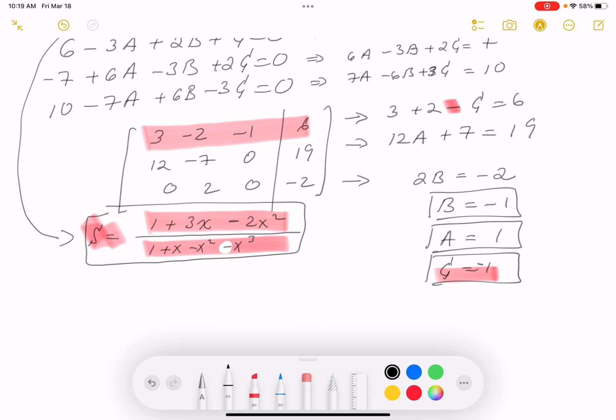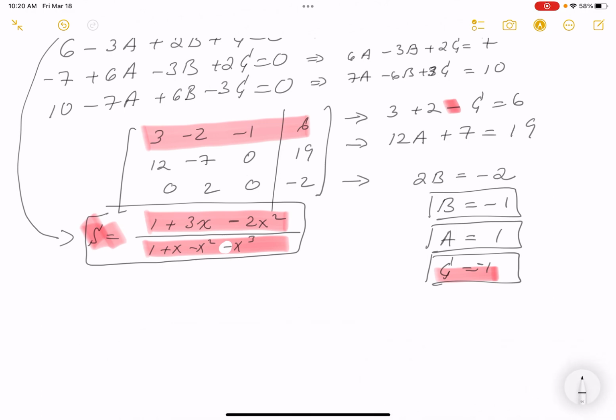Well, the next milestone would be to break this into partial fractions. Now, granted, I want to point out, it's a long problem. There's no doubt about it. So partial fractions, we've done this many times before, right? 1 plus 3x minus 2x squared. And what do you get on the bottom? Well, I'm going to factor that, and that's going to be, let's see, 1 plus x. And then I'm going to factor out an x squared.